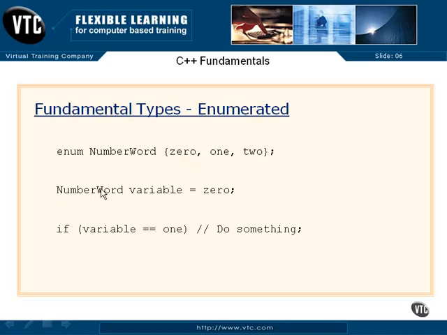It is of type number word. So where you would put int or something like that, we use our enum. It's an enumerated type. We made a new type, number word variable, and we can set it equal to 0. We have to use one of the identifiers up here that we used when we created this enum. Okay, so we can set variable equal to 0, and then we can test it based on that. So we can say if this variable equals 1, again one of those words, then we'll go and do something as a result of our if. So that's an enum.